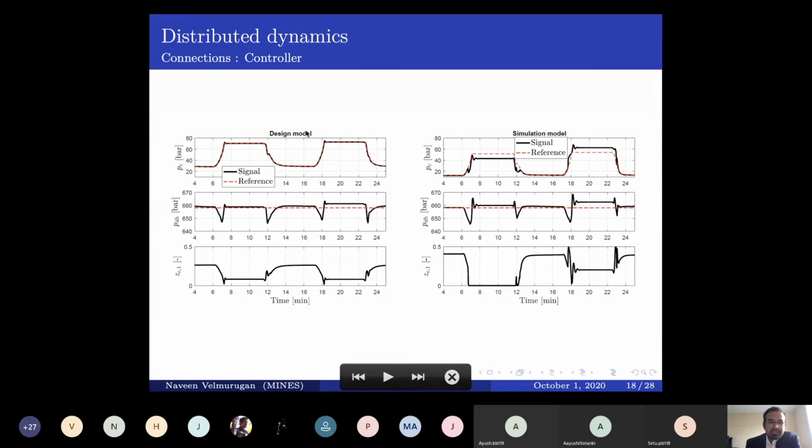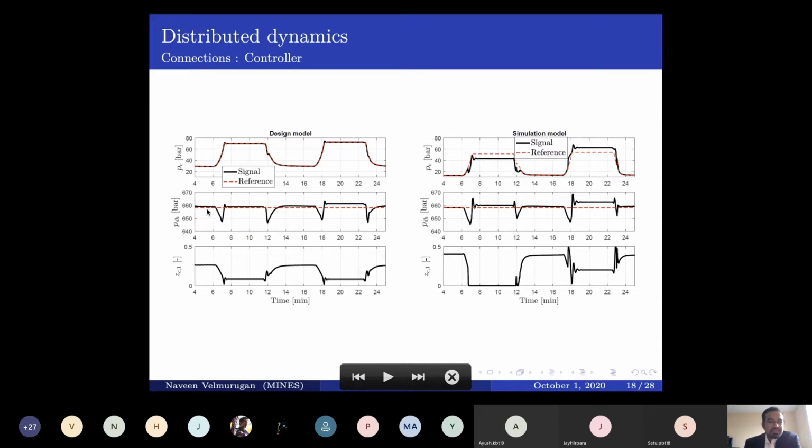I'm going to compare this. These are simulation results from my PhD work, and it was also published. I have the reference later. I'm going to explain the connection scenario using two different models. The design model here is the ODE model, and the simulation model is the distributed model that I have shown you. PDH is your bottom hole pressure, ZC is your choke opening, and PC is your choke pressure, right?